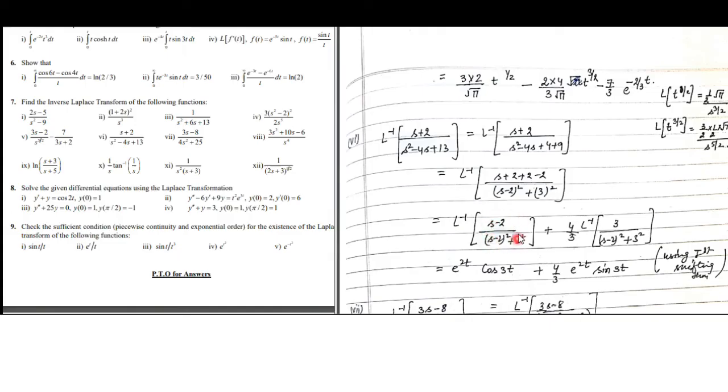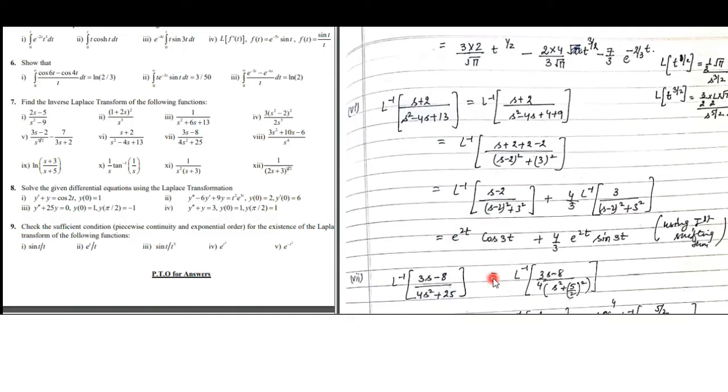So using the first shifting, it will be the Laplace of e to the power 2t and cos 3t, and it is the Laplace of sine 3t into e to the power 2t, because in both terms your s is replaced with s minus a. So here e to the power at is multiplied with the function.